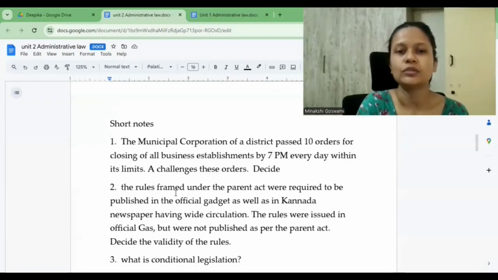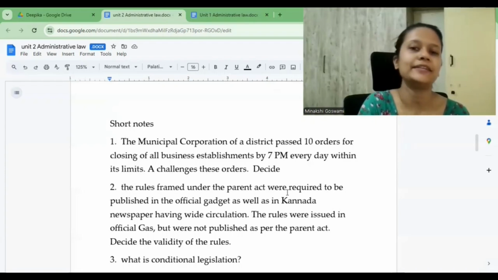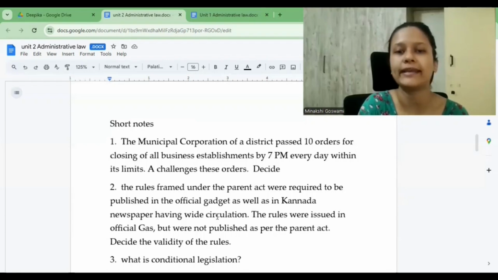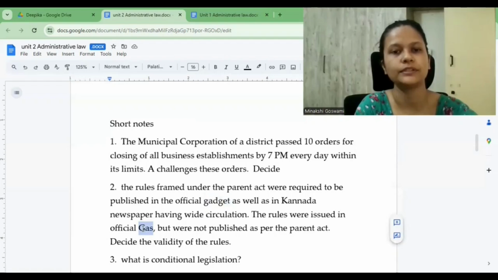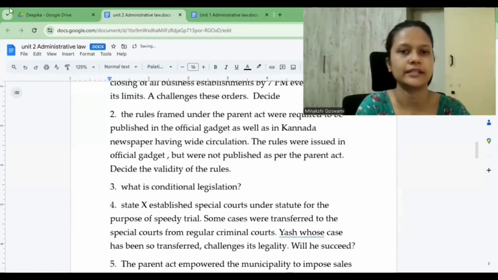Secondly, we have the rules framed under the Parent Act, which were required to be published in the official gazette as well as in a Kannada newspaper having wide circulation. The rules were issued in the official gazette but were not published as per the Parent Act. Decide the validity of those rules. So there is this typo. I will just correct it.